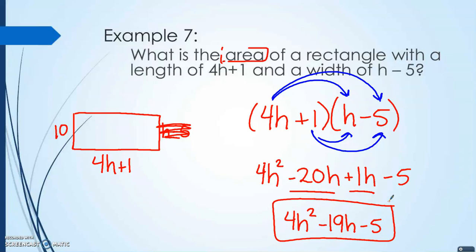That is multiplying binomials through double distribution, or you might hear it called FOIL, something like that. Remember, some things can cancel out. You can have a squared, and then you have area problems as well. If you have any questions, as always, you just let me know.